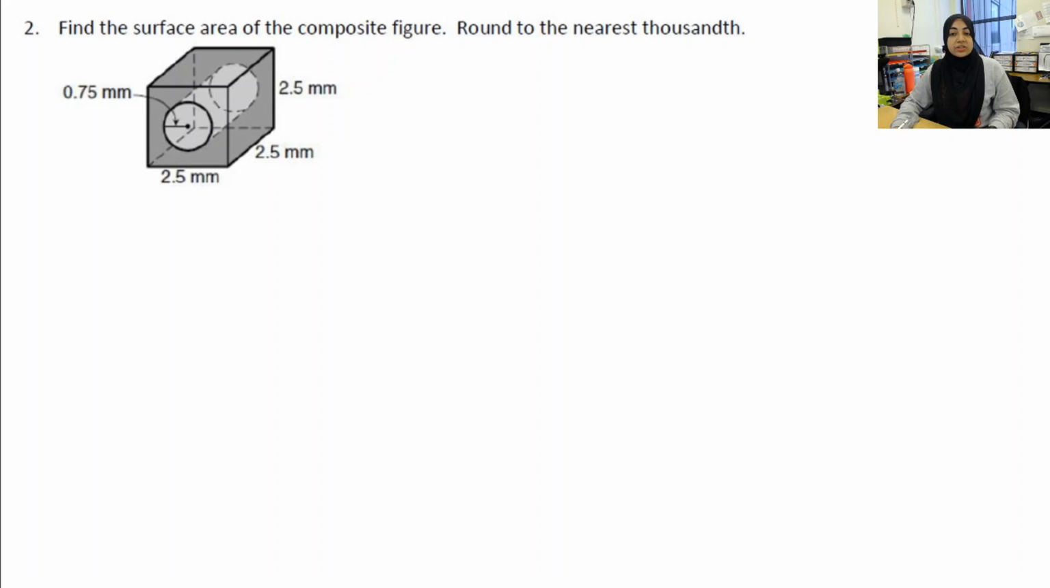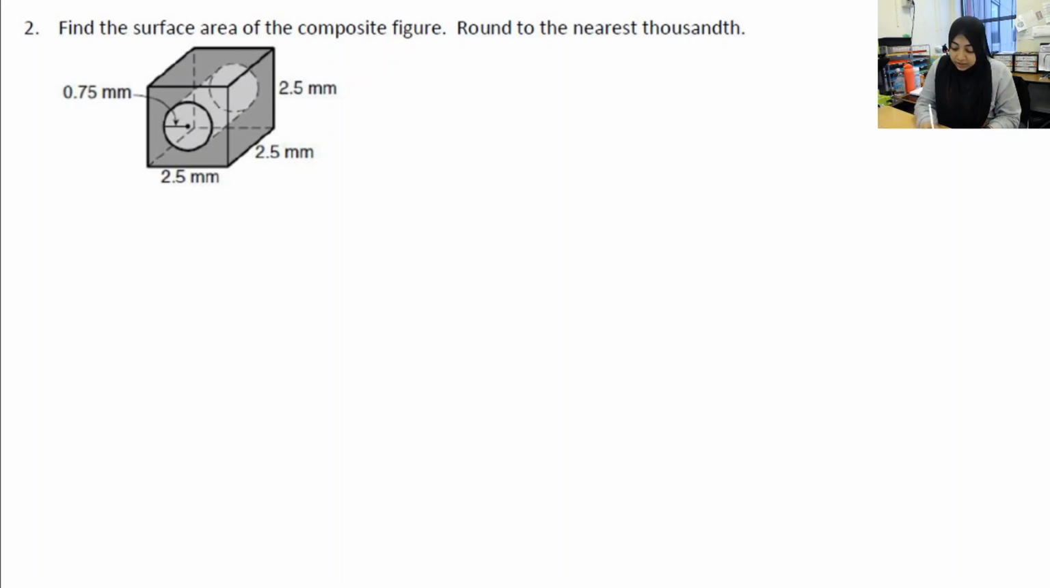Okay, this says find the surface area of the composite figure, round to the nearest thousand. So if I look at that figure, it's pretty clear that there's a prism and then the cylinder has been cut out of that prism, right? So when I'm talking about the surface area, it's everything I'm able to paint. So I can obviously paint all of the outsides of that prism. But if I look, I can actually go into the inside of that prism where the cylinder has been cut out and paint that curved area as well, okay?